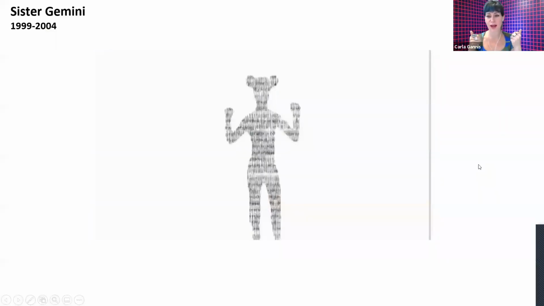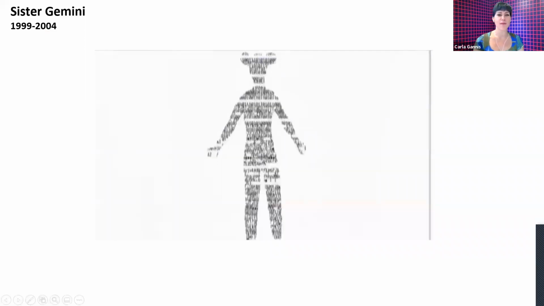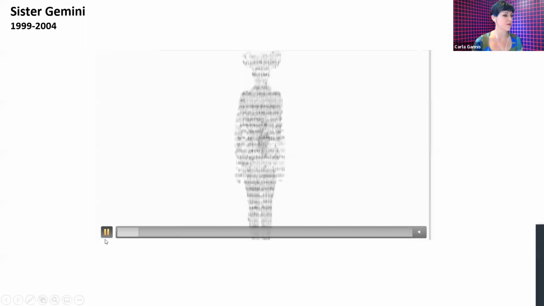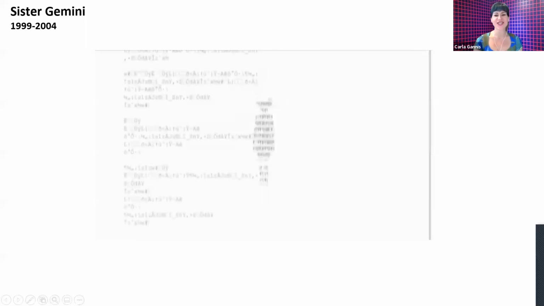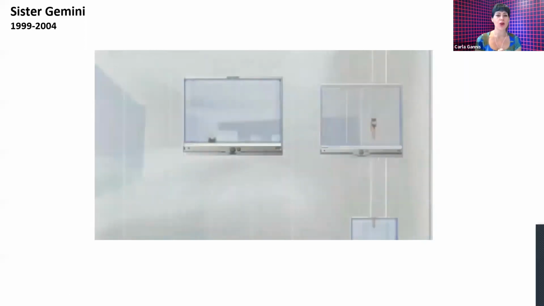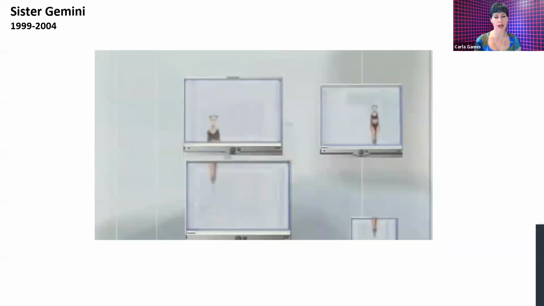We're good? All right. I've been thinking about virtual life, computer simulated systems, and emerging intelligences for quite some time. Pictured here is my avatar, Sister Gemini, who first emerged in 1999. She was my altered digital ego, who was like me, but also autonomous.